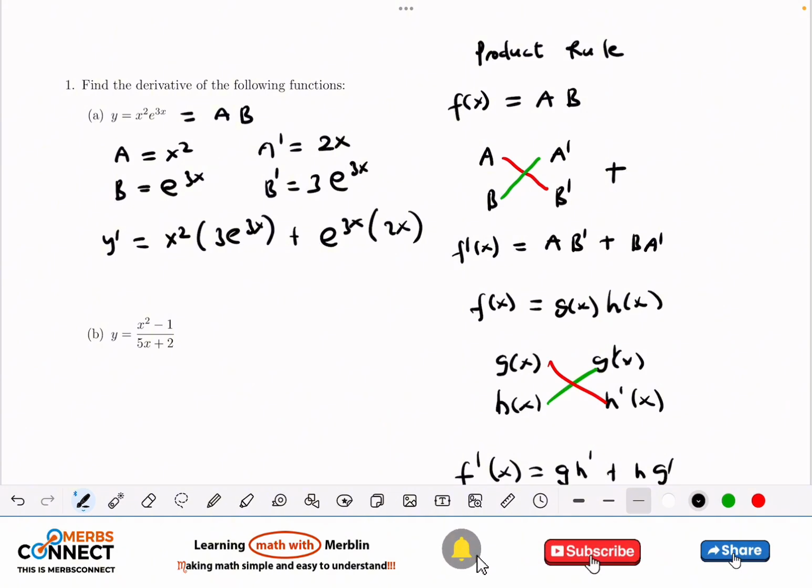Very simple. When you become so good at it, you can just watch the equation and do it, which I will show you right now.